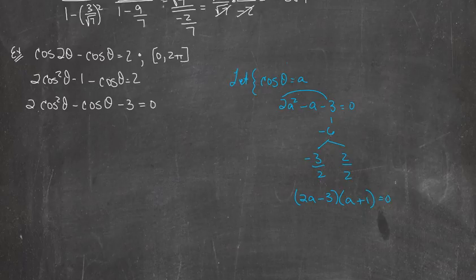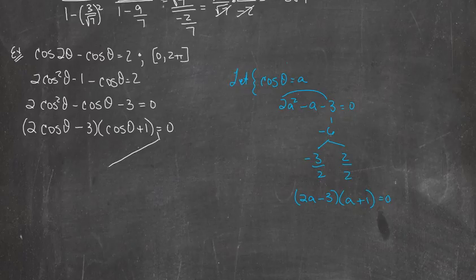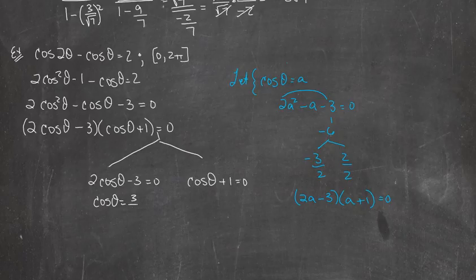So let's copy this back over here. I have 2 times cos theta minus 3 and cos theta plus 1 equal 0. And now I'm just where I was a couple days ago. 2 cos theta minus 3 equals 0, and cos theta plus 1 equals 0. So on the left-hand side, we have cos theta equals 3/2.